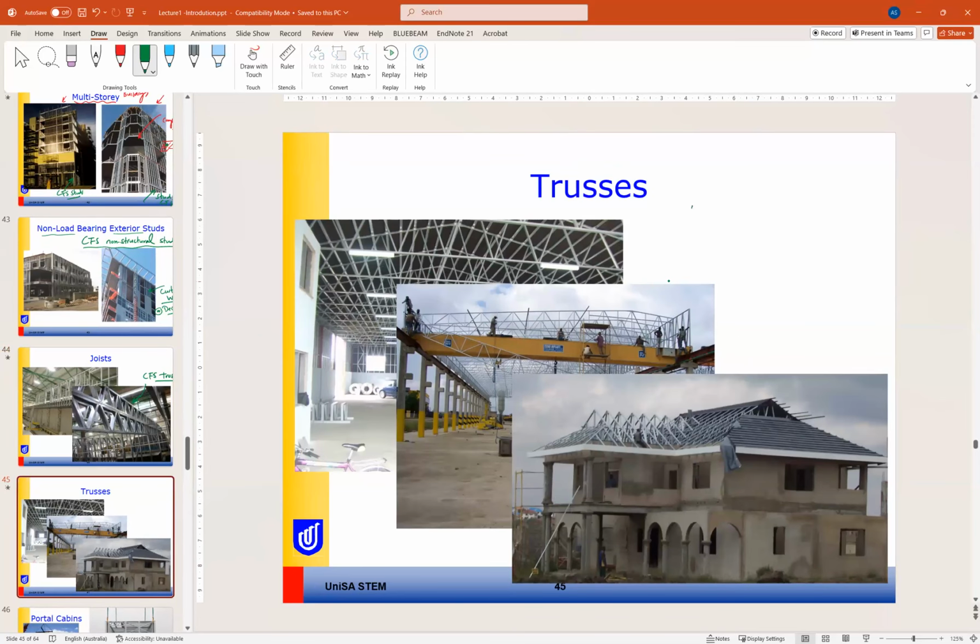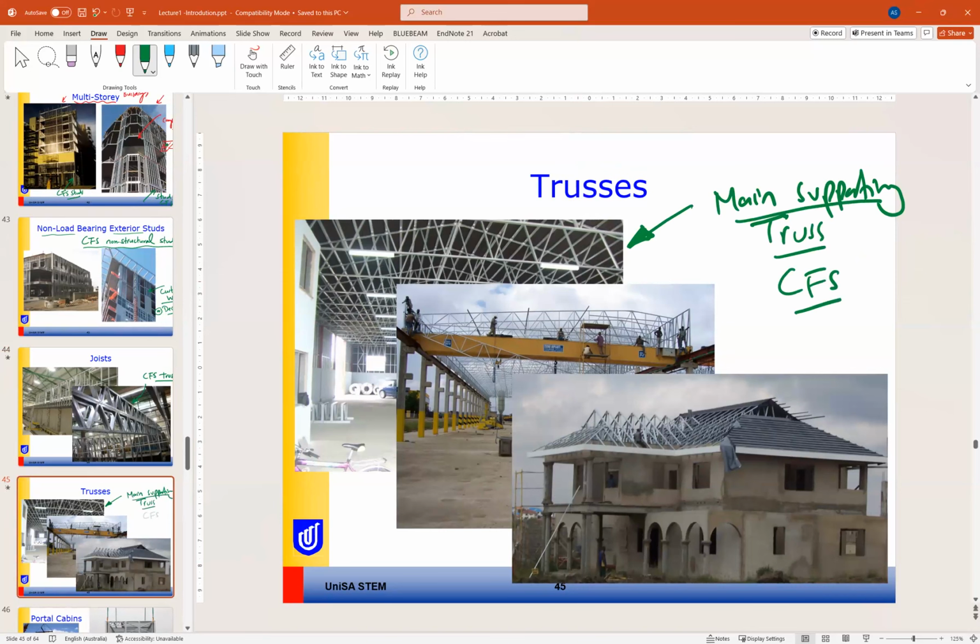And here is the main truss or the main supporting element. So the main supporting truss is also from cold formed steel, as you can see here or here in this roof or in this roof of the warehouse. So all these are applications of the cold formed steel sections.